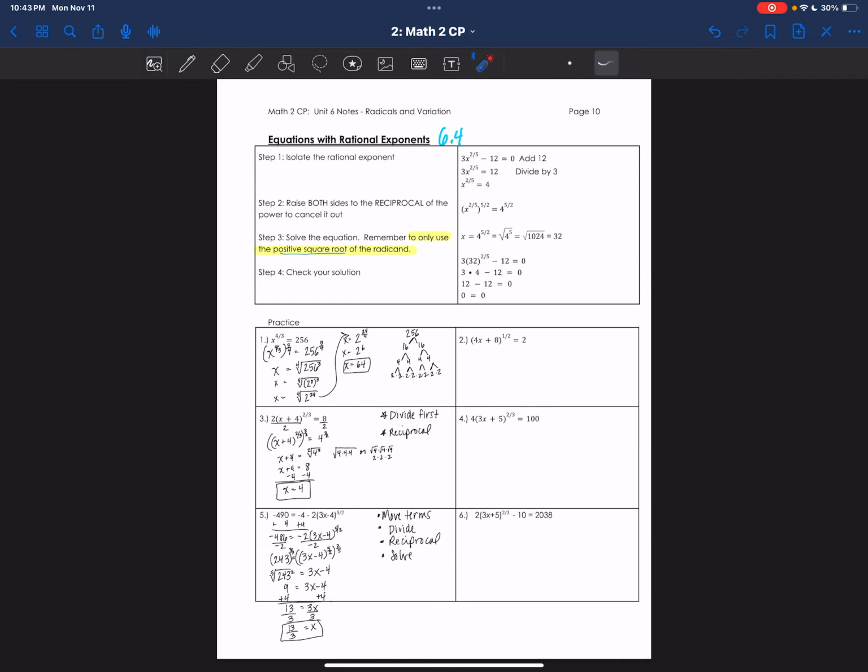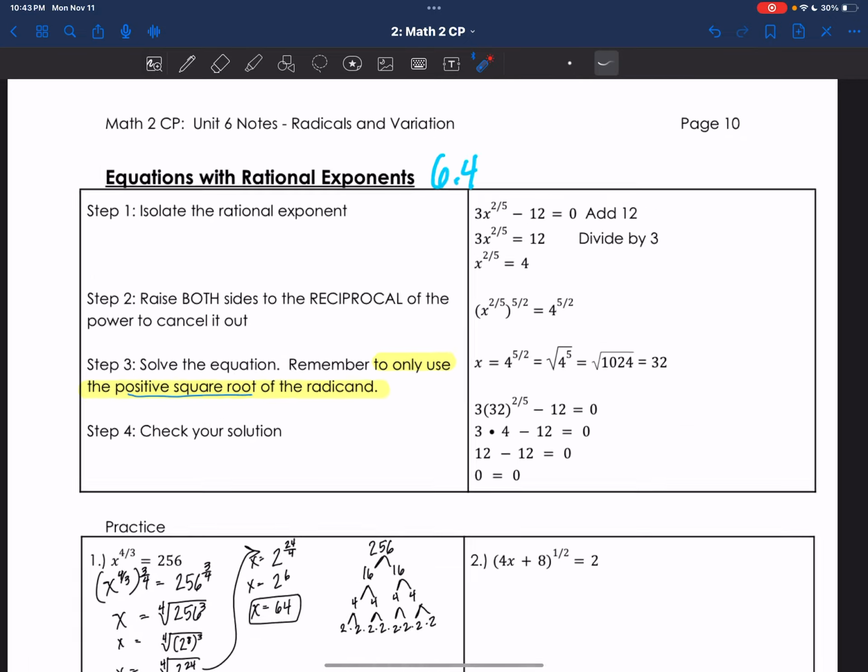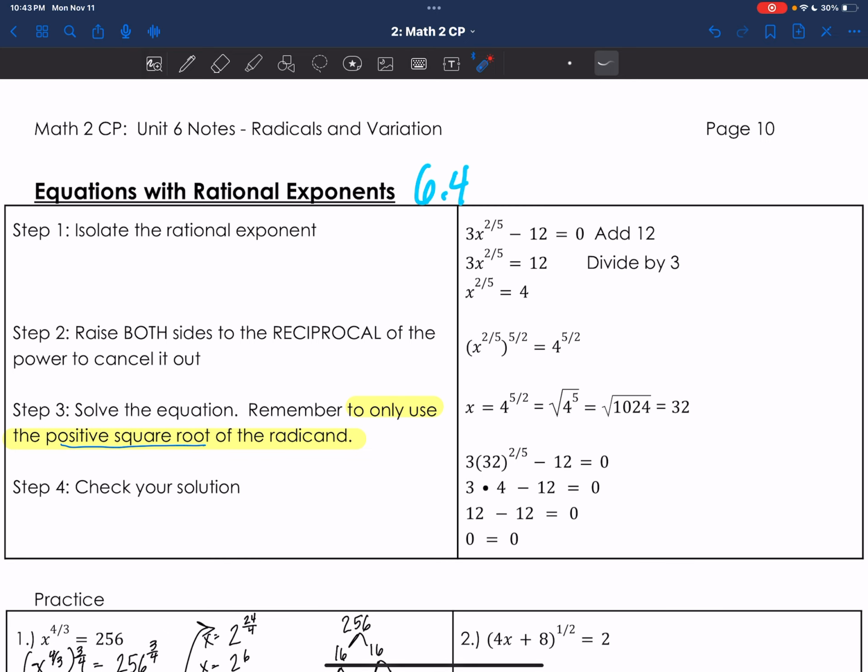All right, we're going to be talking about equations with rational exponents, so let's get started. First, we have to isolate the rational exponent. In this case, we want to get this by itself. First we have to move the 12, so I'm adding 12 to both sides.